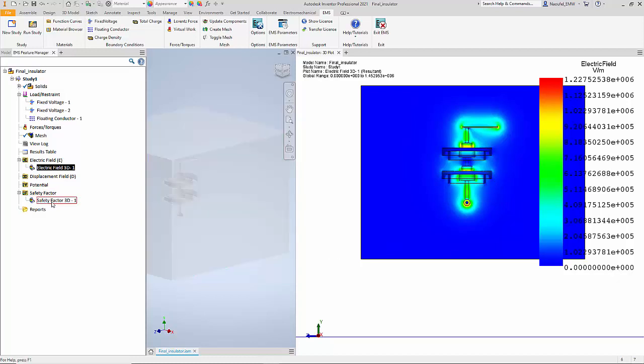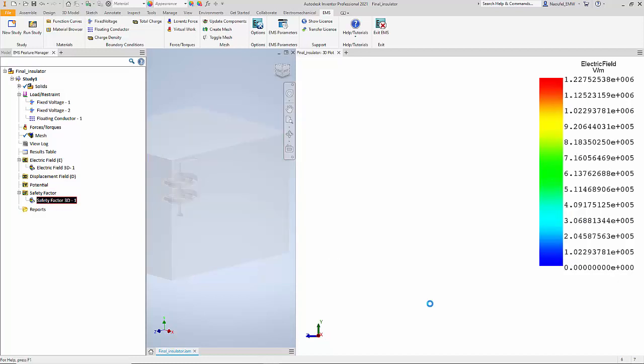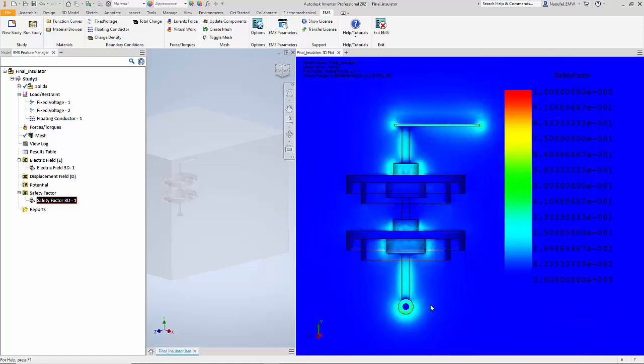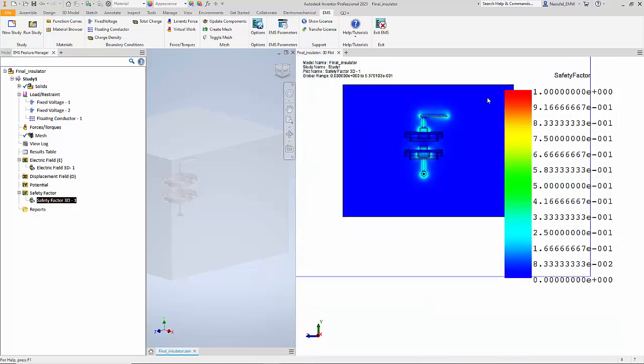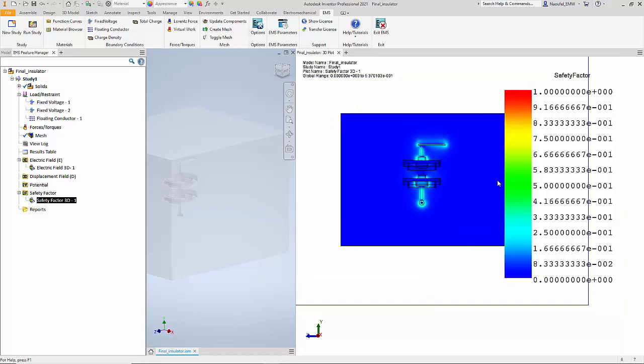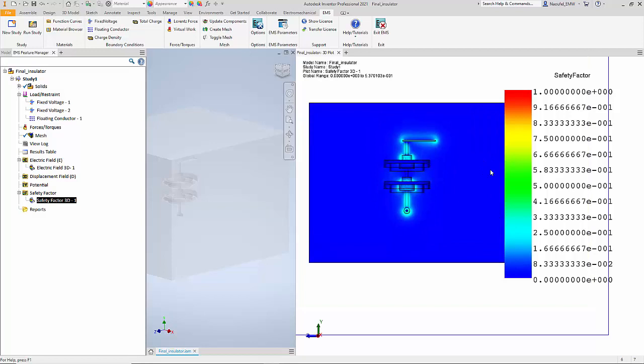You can also take a look at the safety factor. Here is a section plot of the safety factor with only the air shown. And you can see that there are no regions in yellow or red, and so most of it is in the light blue area. And you can be sure that this design is safe.